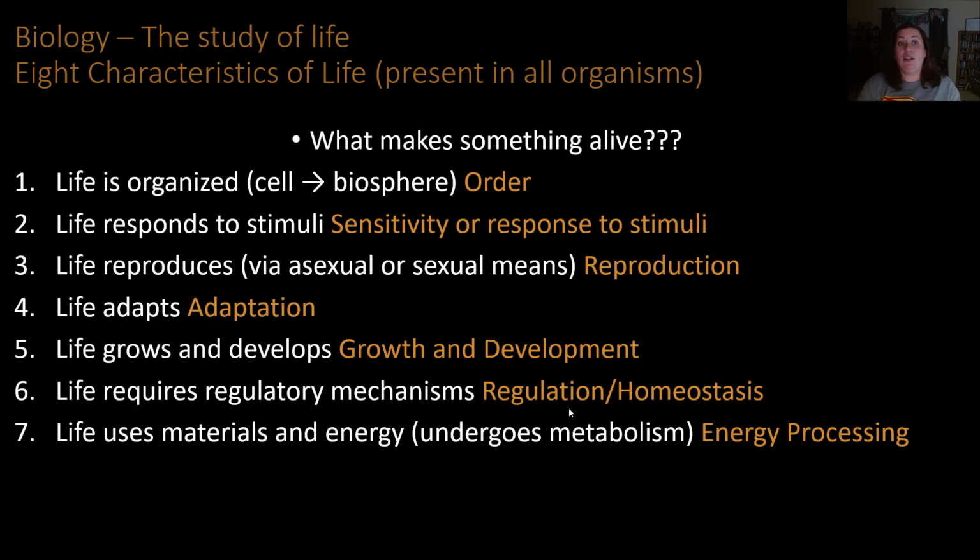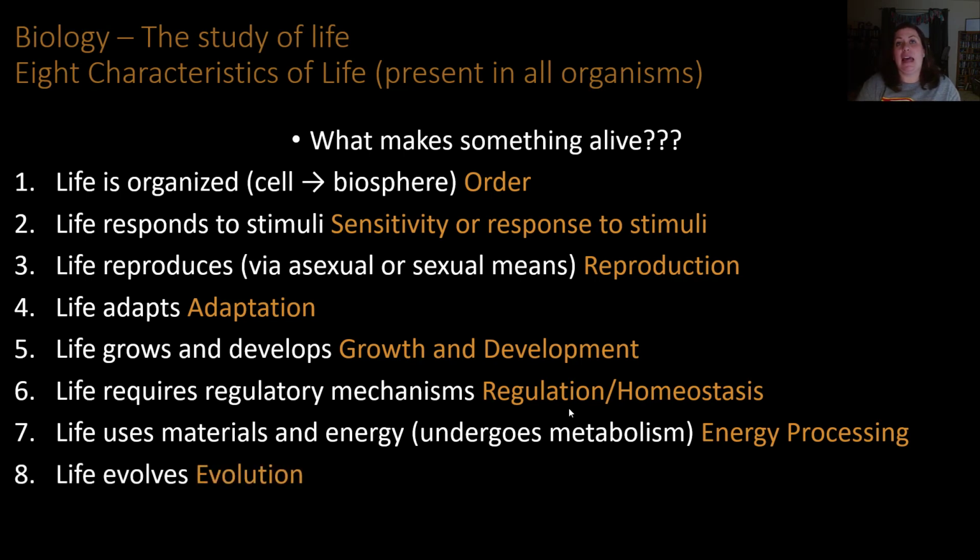Also, life is going to use materials and energy. We call this metabolism: all the chemical reactions that a cell undergoes is its metabolism. And this is how they are able to transfer energy from one type to the next, how we get energy from the food we consume in order to create ATP for our cells. Okay, it's actually a transfer of energy instead of a creation of energy. And so life has to have the ability to transition or process types of energy.